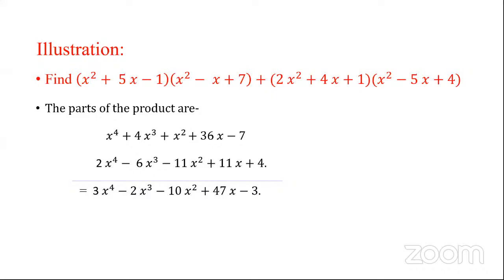Final answer: 3x to the power 4 minus 2x cube minus 10x square plus 47x plus minus 3. That's right.